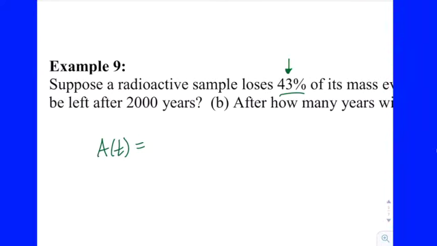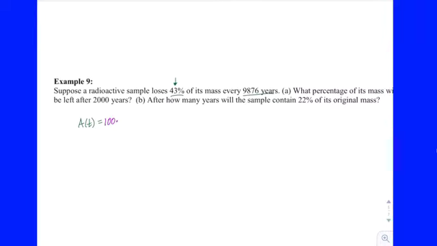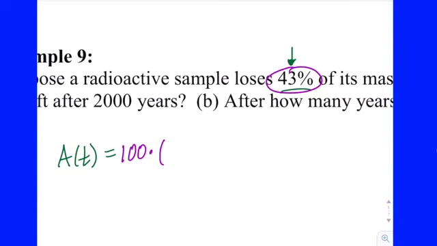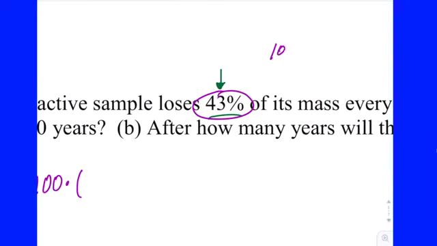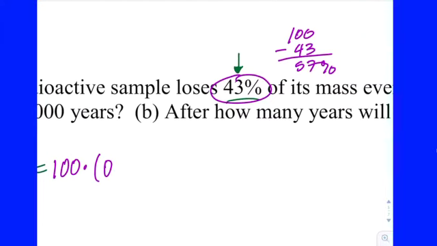What's the most convenient amount to use for an initial value when you're working with percents? 100. I would think 1 would be the second best. 100 would be the first best. Percent means out of 100. So let's go ahead and just let the initial value equal 100. What would the base be if it loses 43% of the mass? Good. It's not 0.43. Remember, that would be decay. So it's 100 minus 43, which is 57%. If we lose 43%, we retain 57%, and that's what we're measuring.